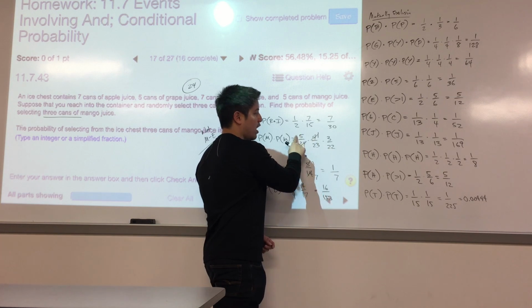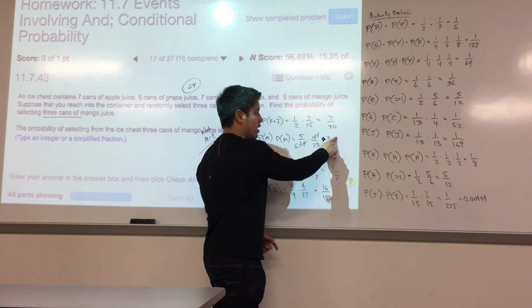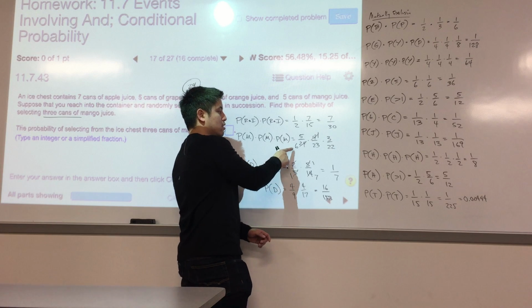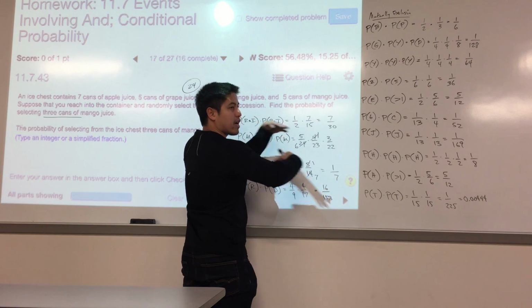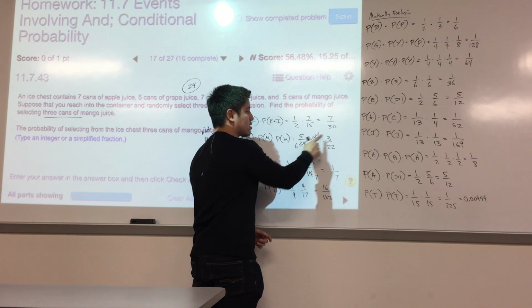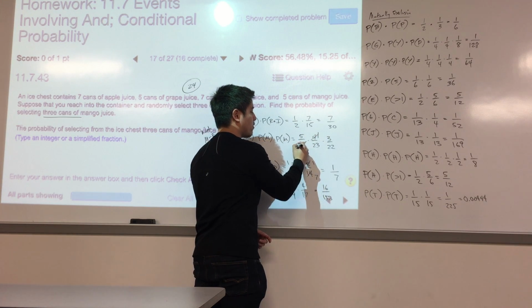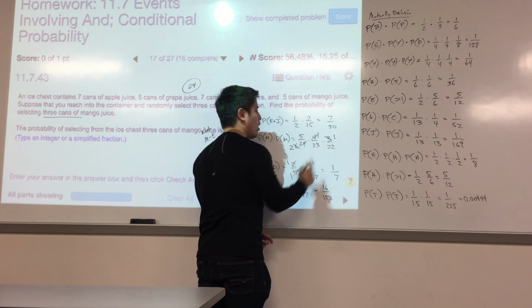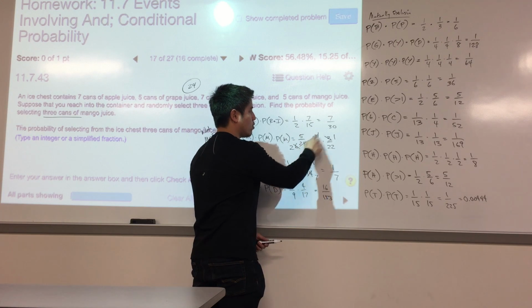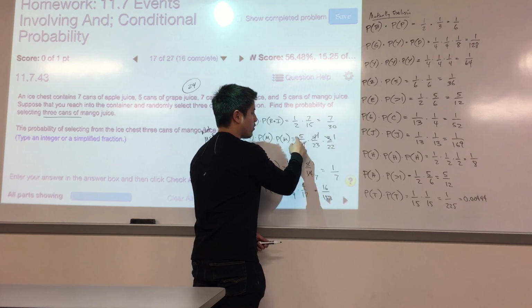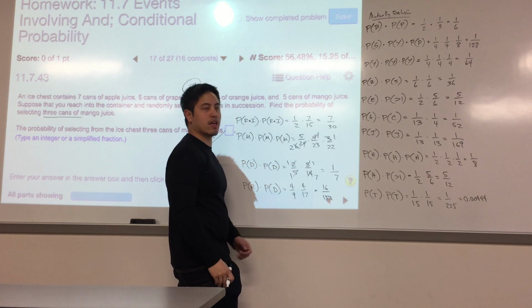So 22 and 5, no. 6 and 3, yes. The 6 and the 3, as long as it's diagonal, you're okay. You can't go straight across. 6 and 3 are both divisible by 3. 6 becomes 2, 3 becomes 1. Keep looking. 5, 23, 2, anything up there? No. 22 and 5, 23 and 5, nothing else can cancel.